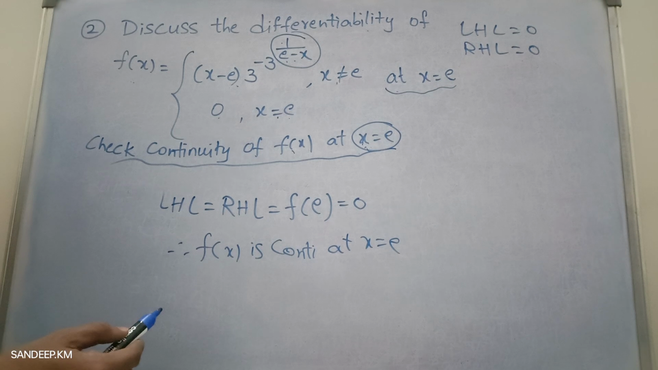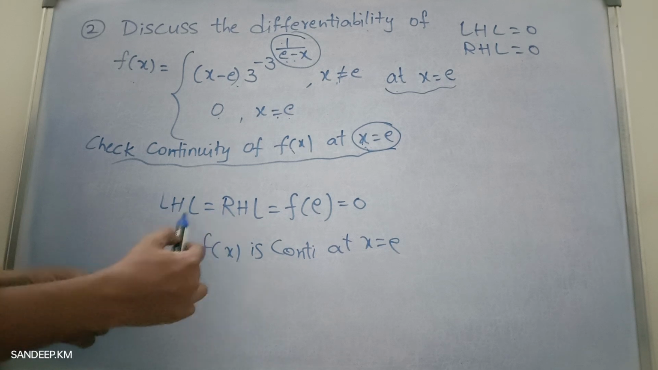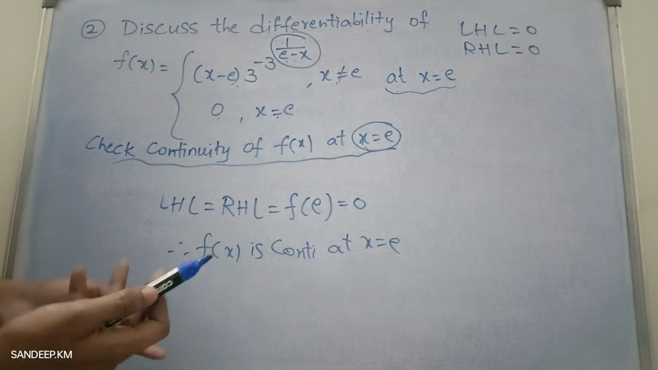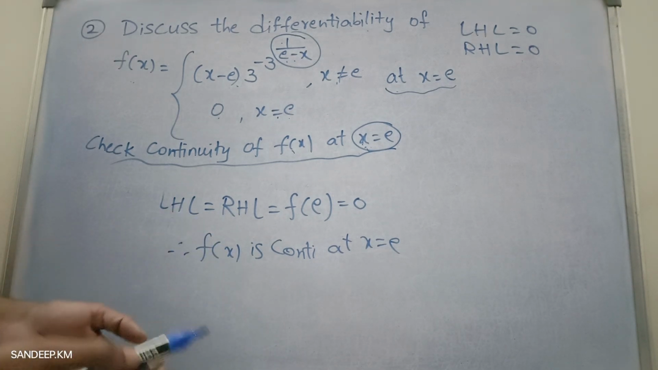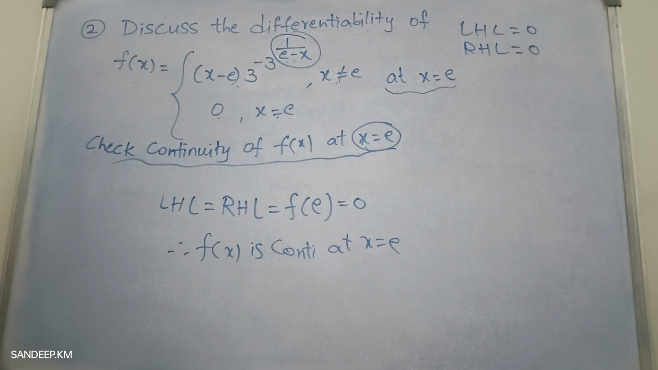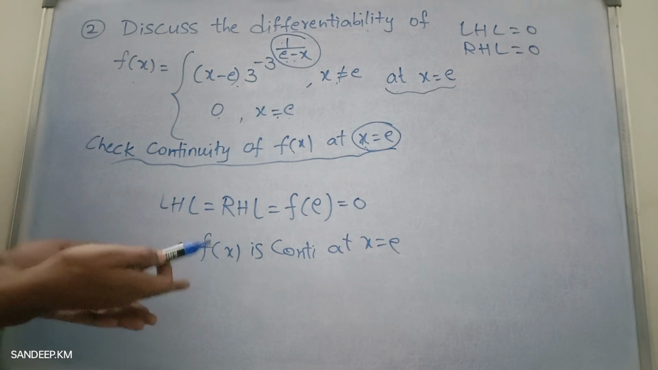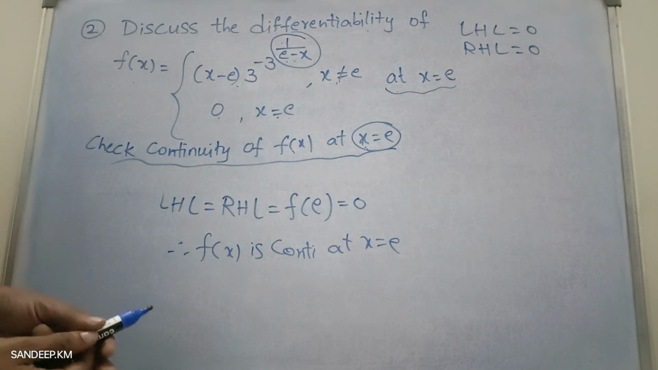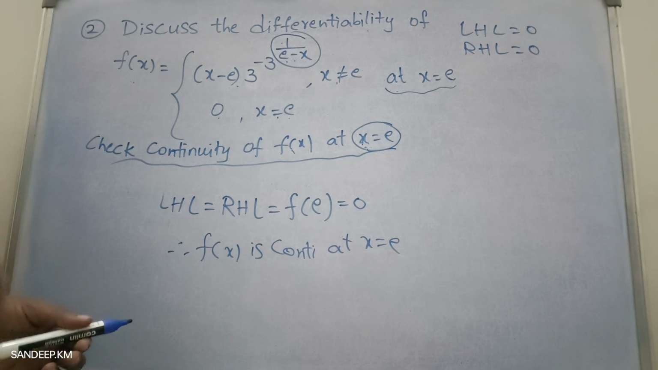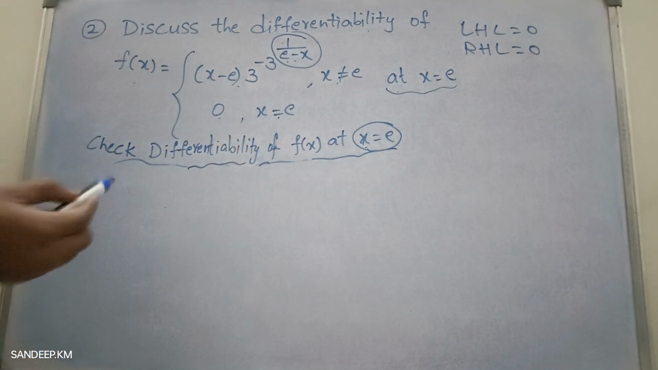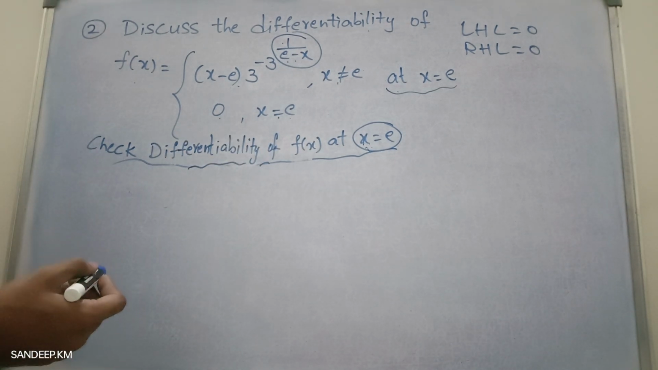Since it is continuous, now let me check whether it is differentiable or not at x is equal to e. In case any of these are not equal, we will say that it is not continuous. If it is not continuous, it is not differentiable automatically. But since it is continuous in this case, let me check whether it is differentiable or not at x is equal to e.